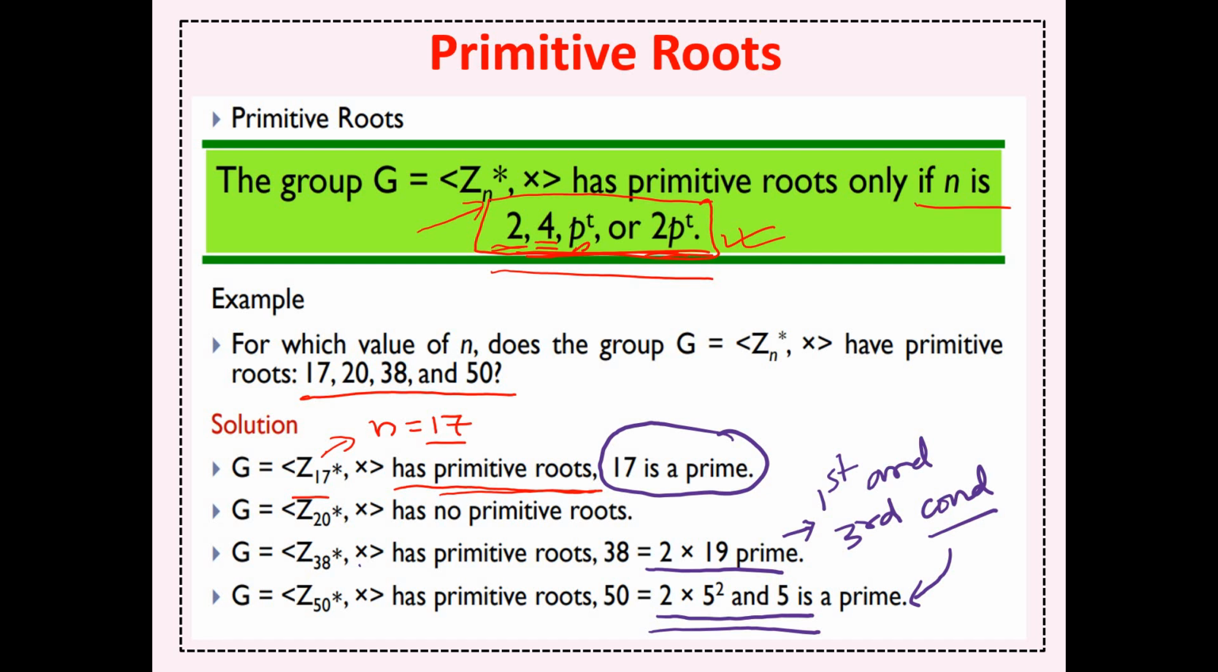Very similar, this analogy is like when we are trying to find out the multiplicative inverse, whether it exists or not. We were checking whether GCD of a comma b is equal to 1 or not. Same thing.